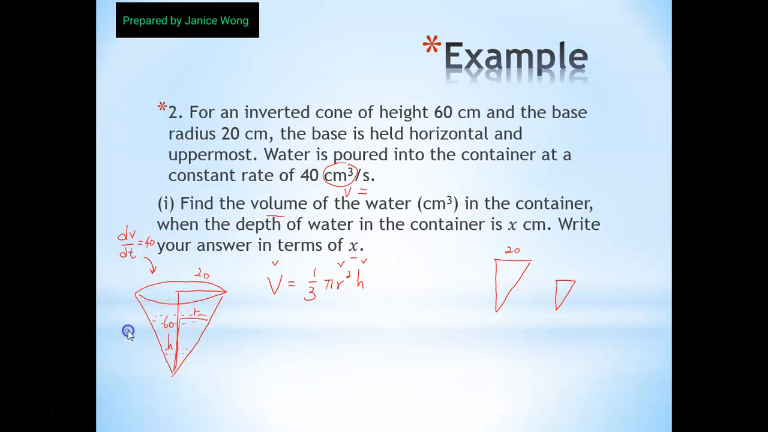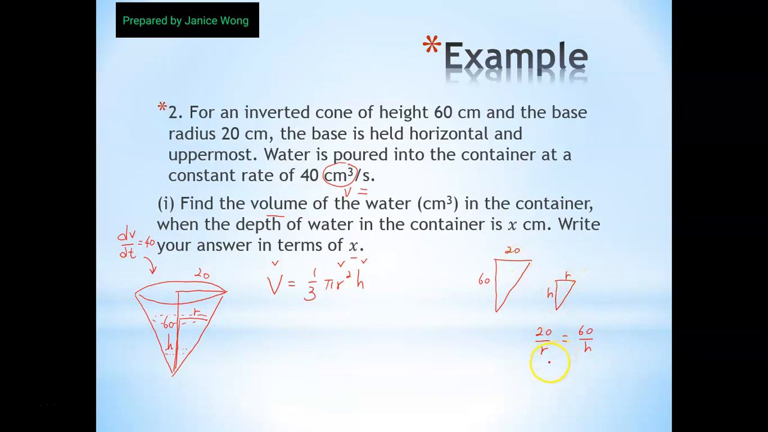60 here, 20, 60. And for the smaller triangle, this is the variable r, variable h. 20 over r will be equal to 60 over h. For similar shapes, the ratios are the same.